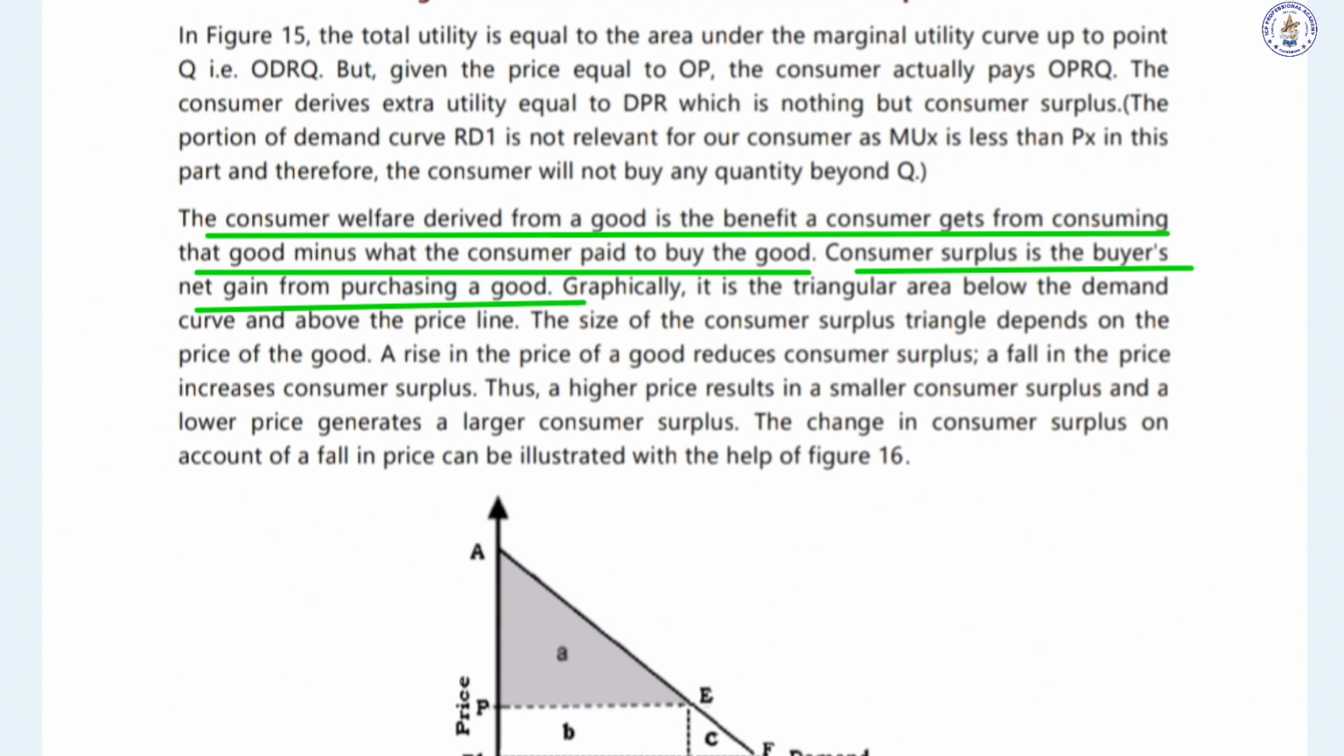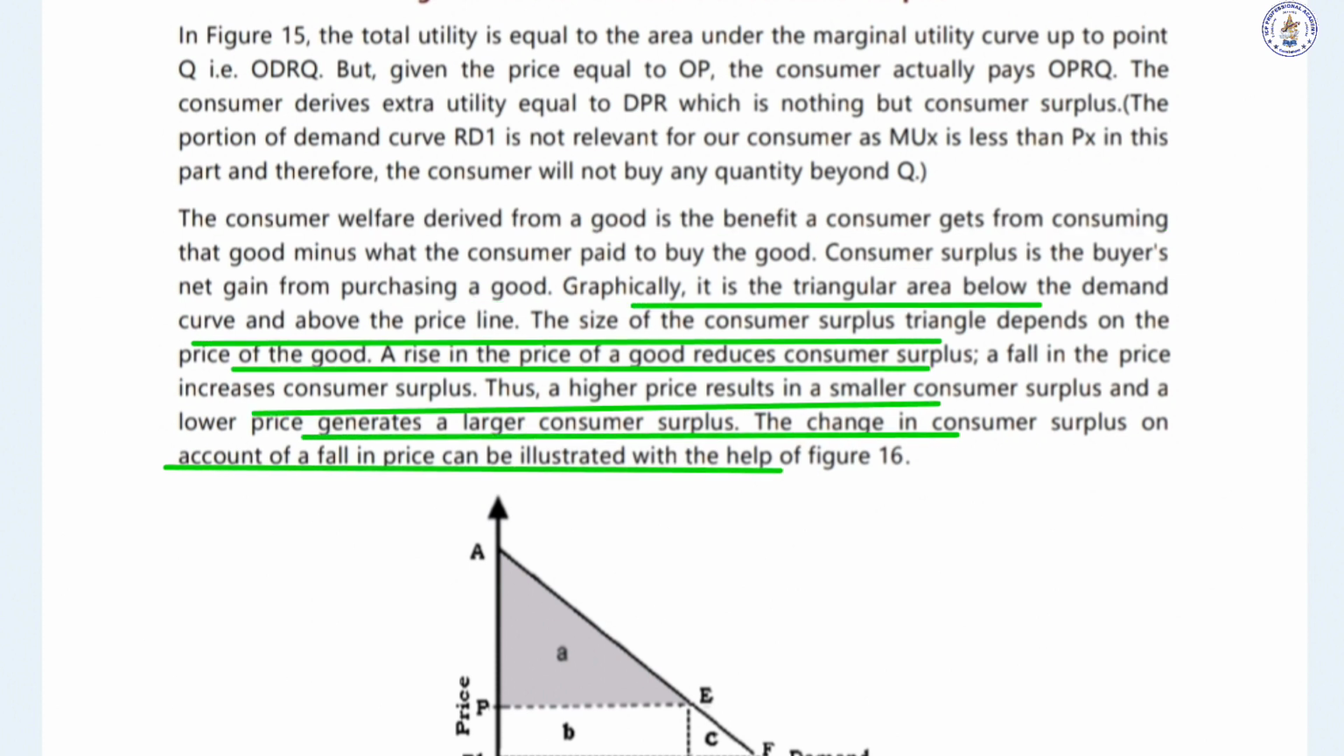The consumer welfare derived from the good is the benefit that he gets from the commodity over and above the price paid for the good. So consumer surplus is the buyer's net gain from purchasing a unit. Graphically, as I told you, the triangular area below the demand curve and above the price line is called the consumer surplus. The size of the consumer surplus depends on the price of the good.